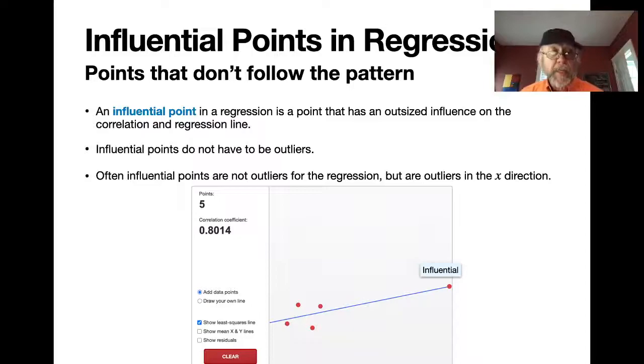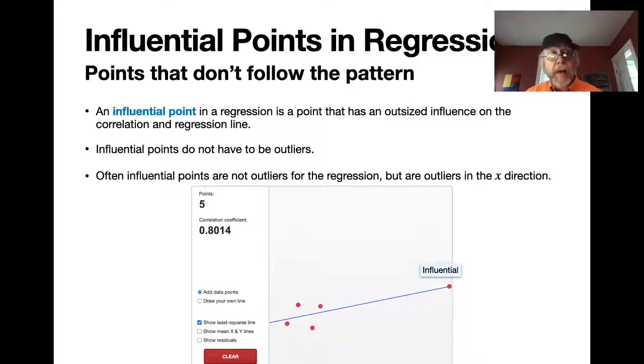Why? That's one reason it's called influential. It has a big influence, just that single data point has a big influence on the correlation of the regression. What makes it an influential point? It's not an outlier. Notice that the residual of that point is almost zero. So it won't be an outlier, at least as far as the regression is concerned. It fits in the pattern of the line.